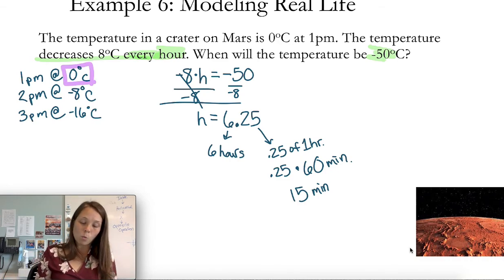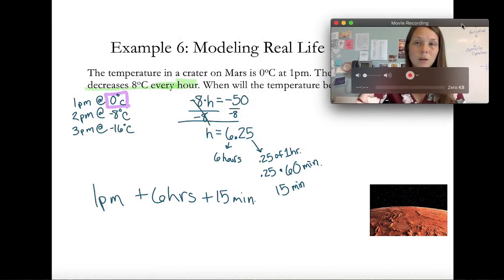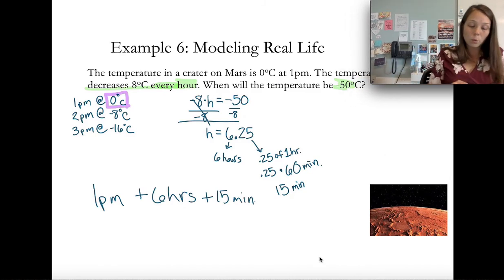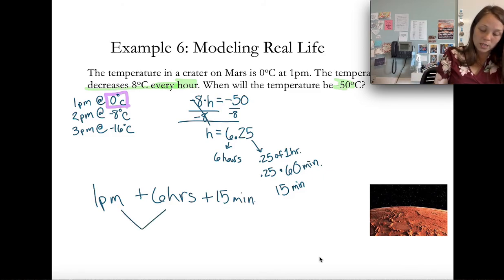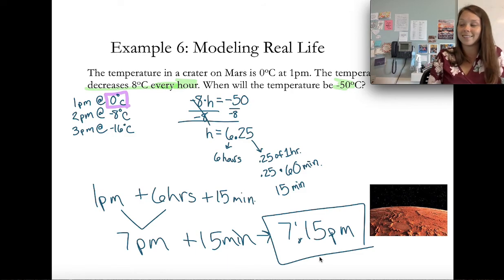If we're starting at 1 p.m. plus our 6 hours plus our 15 minutes, oops, you can't see that because I have my thing in the way. Let me move this so you can see this a little bit better. There we go. Well, 1 p.m. plus 6 hours is going to take us to 7 p.m. plus the 15 minutes, we will be at a time of 7:15 p.m. That is when we will reach negative 50 degrees Celsius.